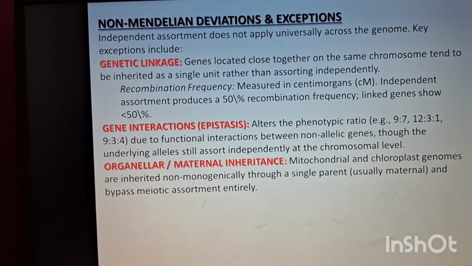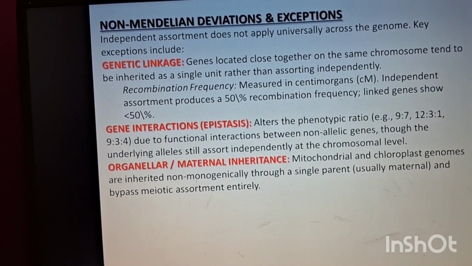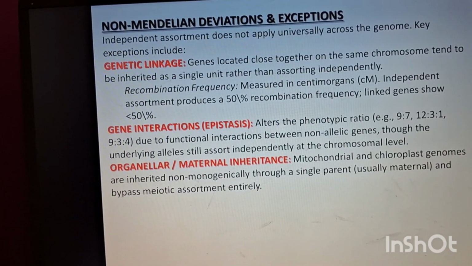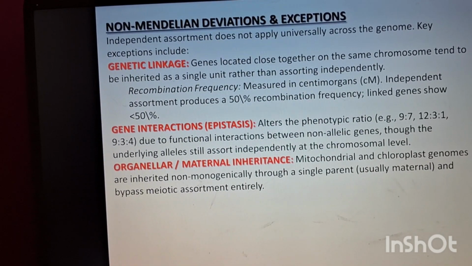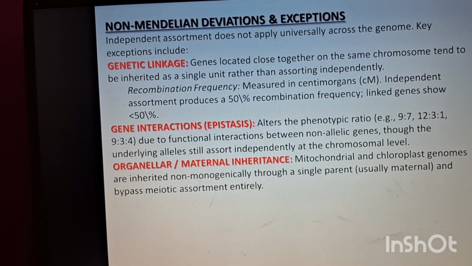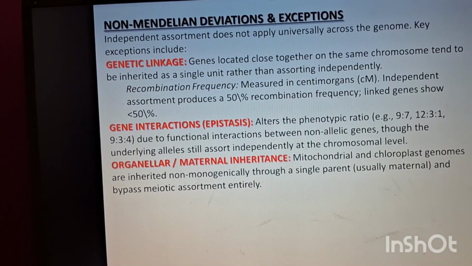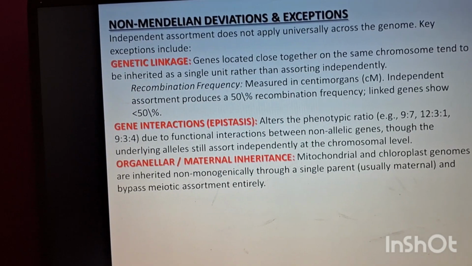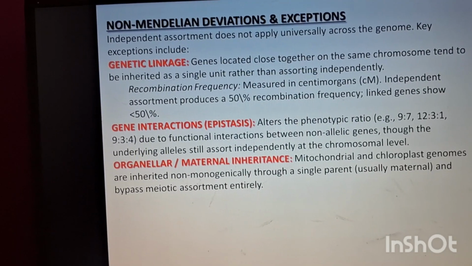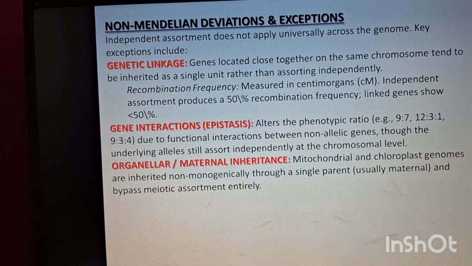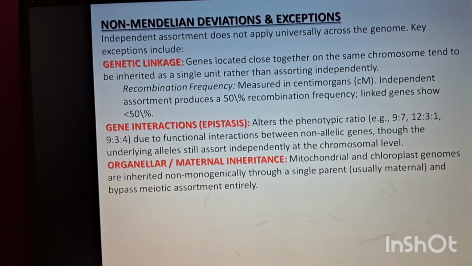Next, non-Mendelian deviations and exceptions. Independent assortment does not apply universally across the genome. Key exceptions include genetic linkage. Genes located close together on the same chromosome tend to be inherited as a single unit rather than assorting independently. Recombination frequency is measured in centimorgans, that is cM.